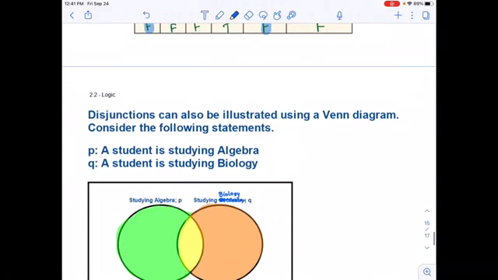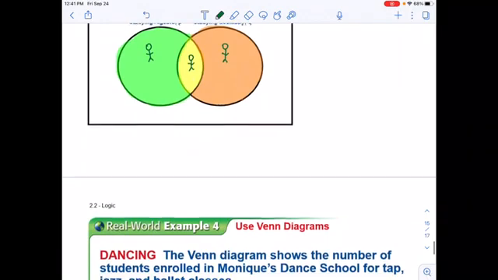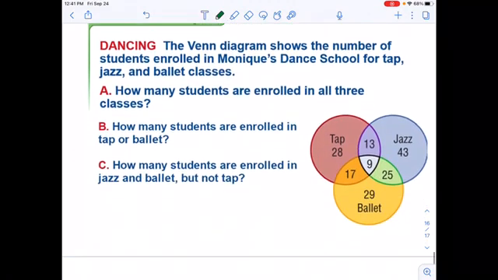All right. We can also use Venn diagrams. So disjunctions can also be illustrated using a Venn diagram. Consider the following statement. A student is studying algebra. A student is studying biology. So you can look at them and say, oh, a student over here is studying algebra. A student over here is studying biology. They could be studying both, but they're only in the Venn diagram if they're doing one of those three things. If they're not doing them, then they're out here in false land, not part of our disjunction.